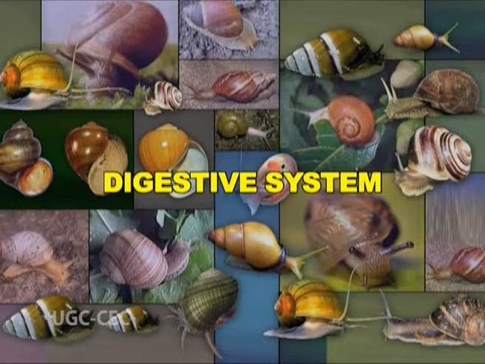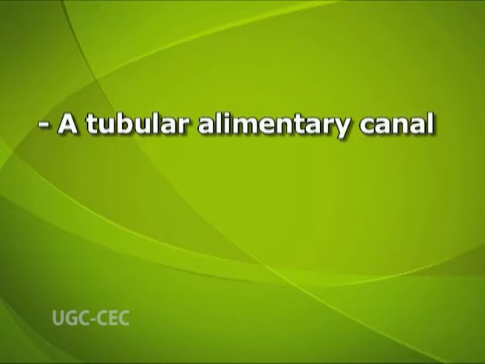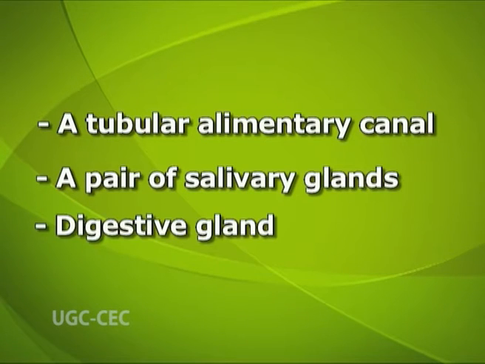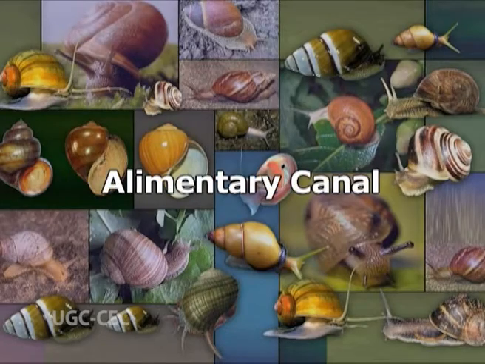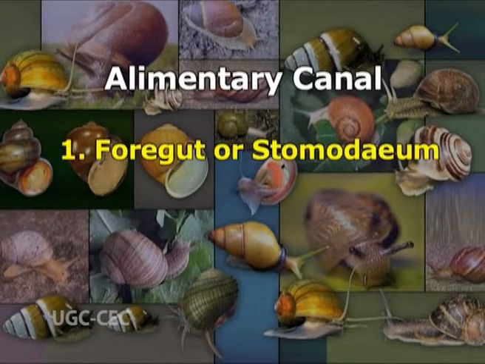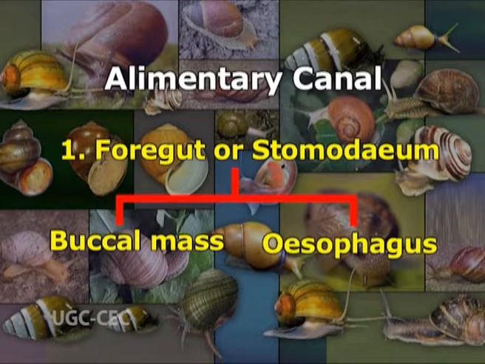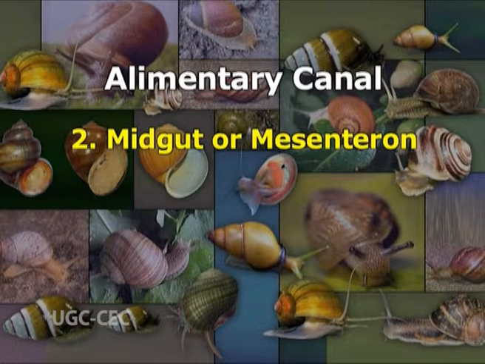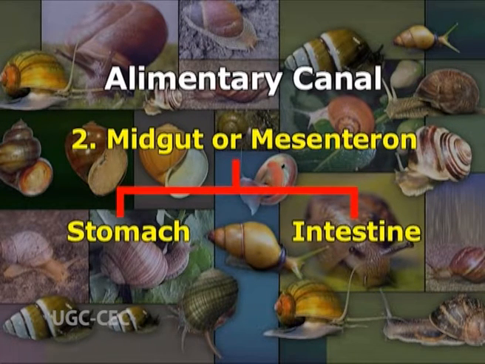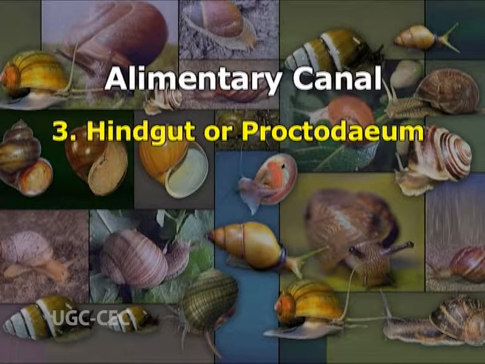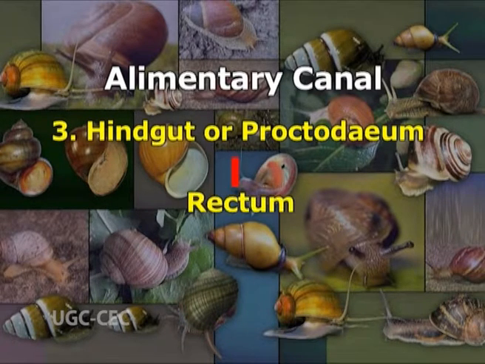Digestive system. The digestive system of Pila comprises a tubular alimentary canal, a pair of salivary glands and a large digestive gland. Alimentary canal. The alimentary canal is distinguished into 3 regions. First, the foregut or stomodeum, including the buccal mass and esophagus. Second, the midgut or mesenteron, consisting of stomach and intestine. And third, the hindgut or proctodeum, comprising the rectum.